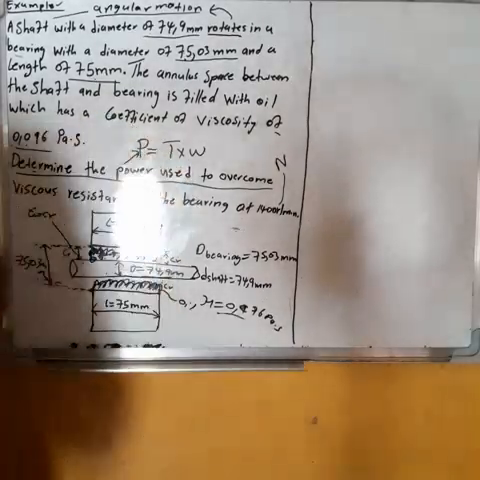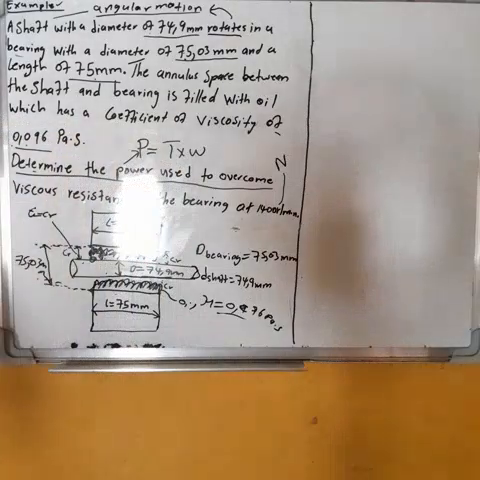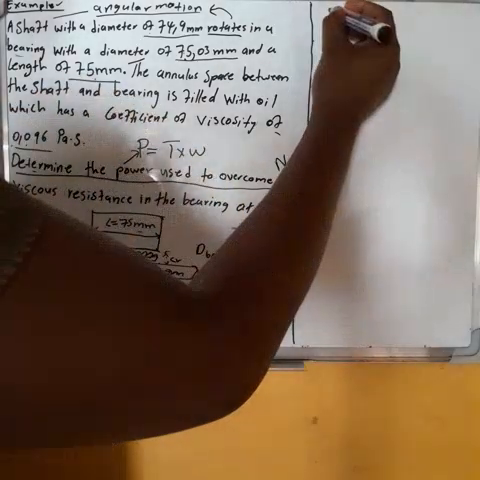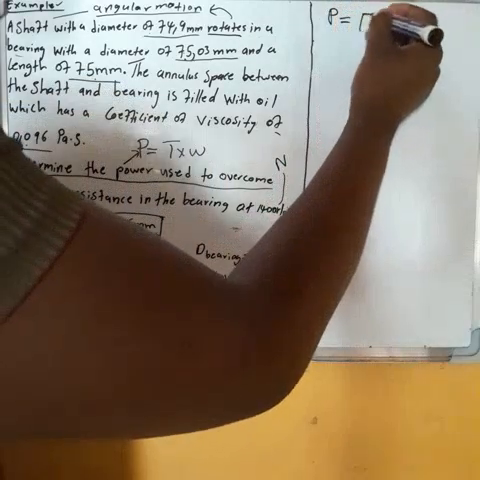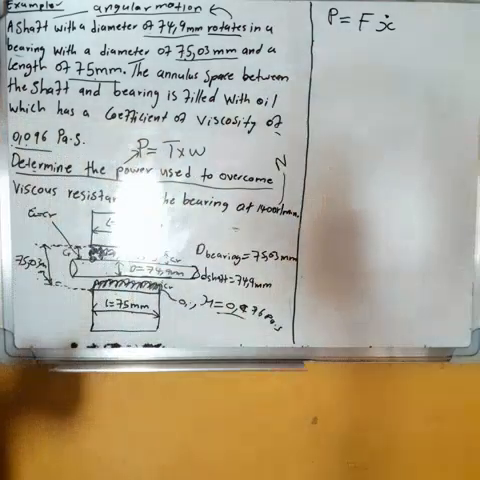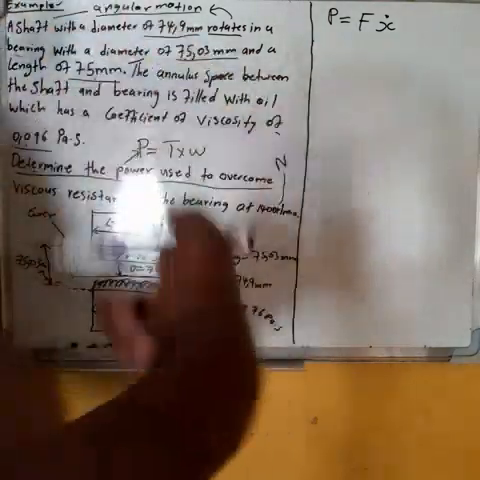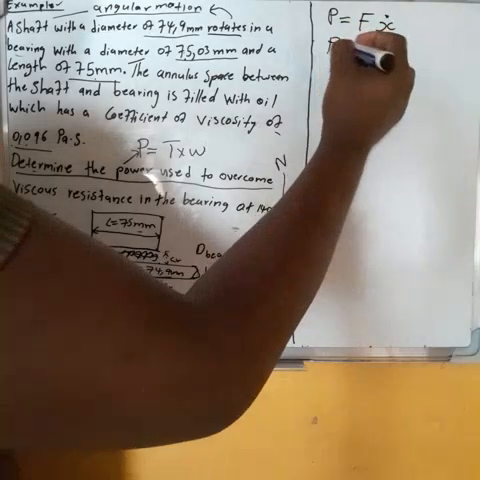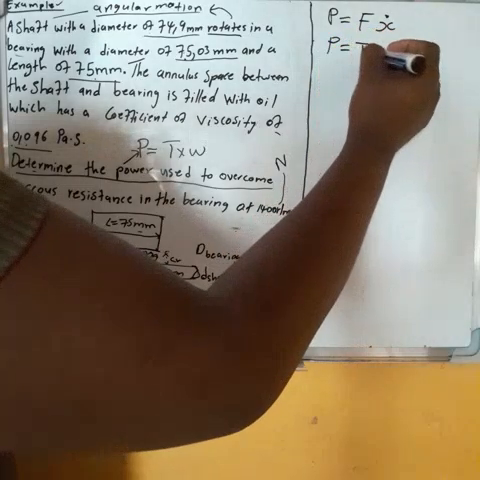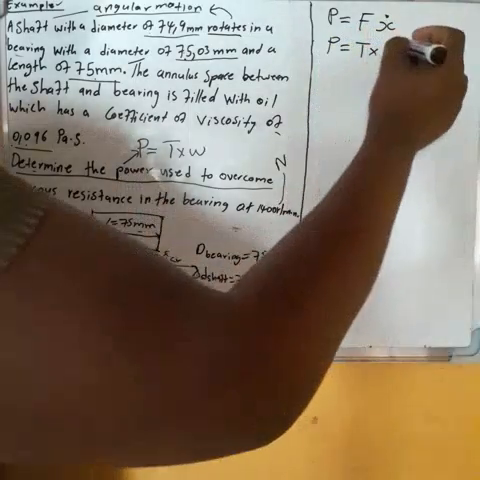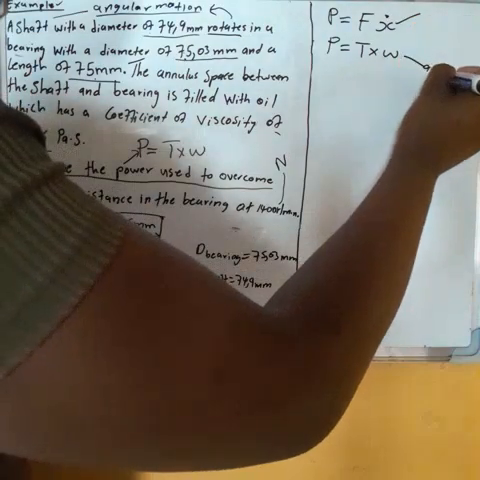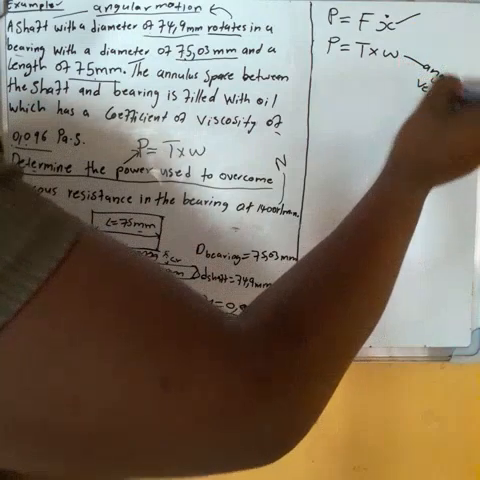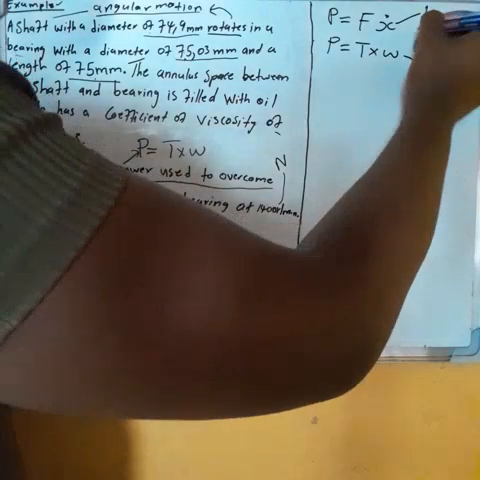I've written the formula here. We know power. You are under angular motion. If it were linear motion, power would be equal to force multiplied by velocity, right? But now this is a rotating motion. Since it's a rotating motion, we calculate power as torque multiplied by angular velocity. This is the angular velocity, and this one is the linear velocity.